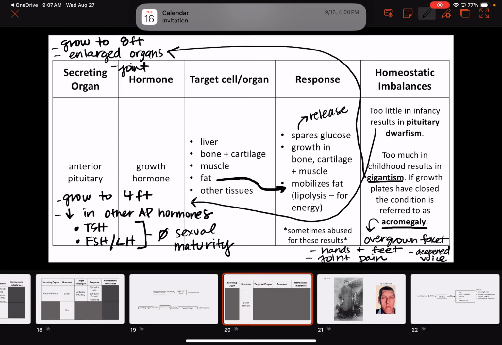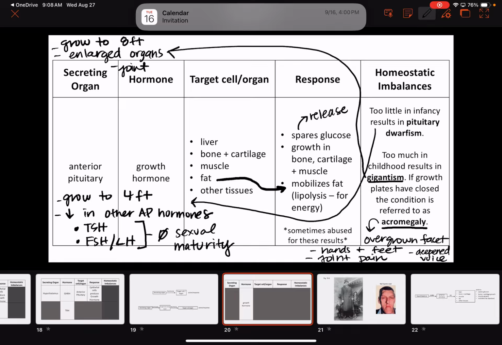Would they also be really tall too? It all depends on when that growth hormone release started. If it was after growth plates have closed, they're not going to grow any taller. Can someone have both gigantism and acromegaly? Well, if it started in childhood, it would remain gigantism. If it develops in adulthood, that's when it's acromegaly. It's usually from a tumor in the anterior pituitary, but it could also be just a malformation of the anterior pituitary.